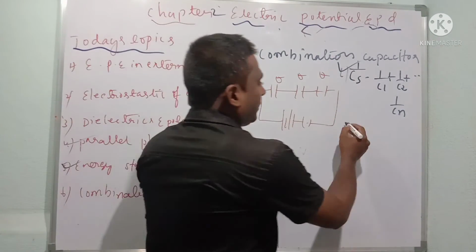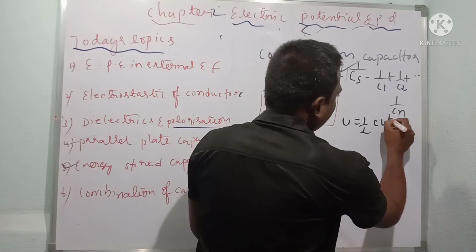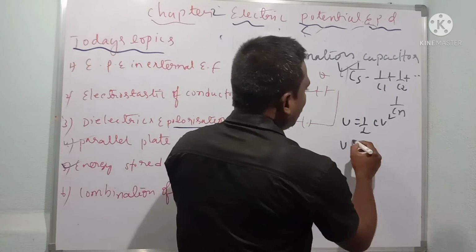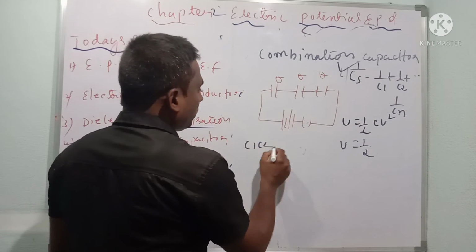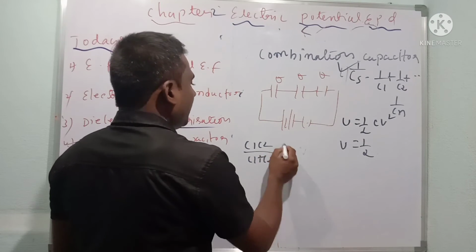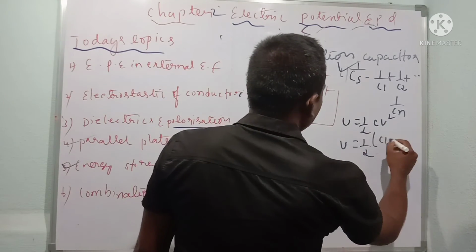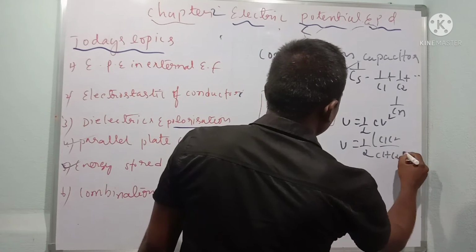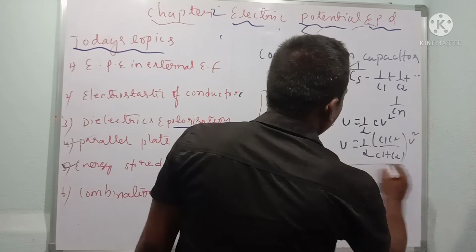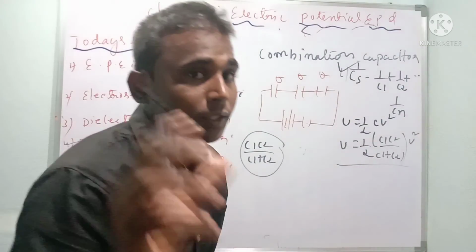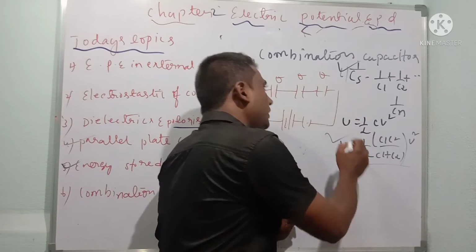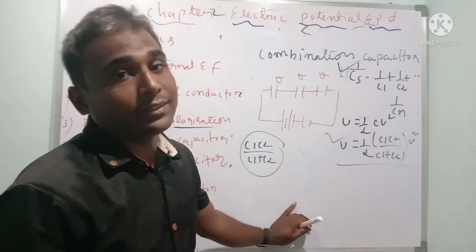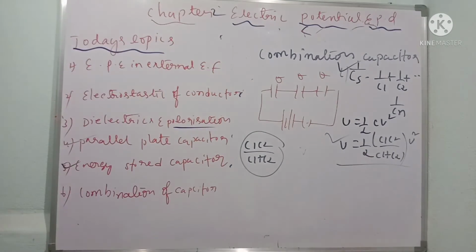Now we know that energy stored is equal to half into C V square. Now we can write U is equal to half into, if I take two capacitors, C1 C2 divided by C1 plus C2, into V square. Very important. This is the formula used to solve the numericals. That is, the energy stored when the capacitors are connected in series. Please note down, U is equal to half into C1 C2 divided by C1 plus C2 into V square.